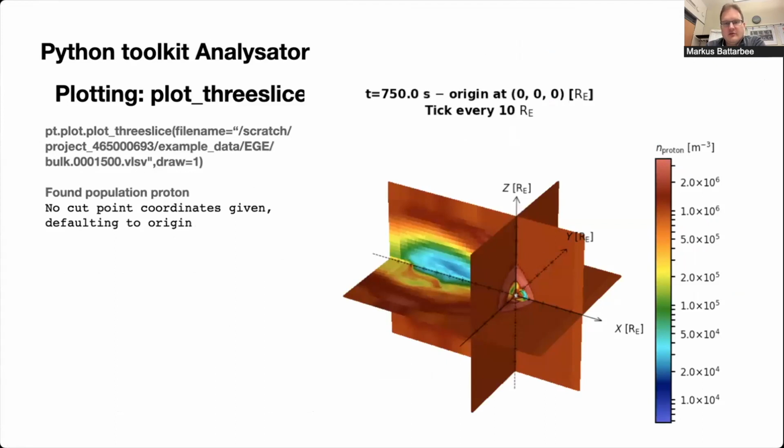Then, plotting 3D simulations, it is also possible to do these 3-slice plots with Analysator. So here what we've done is, again, plot 3 slices, the function name, you give it the VLSV file, and then we've given draw1 so that it doesn't try to save it to disk. If you don't give it a cut point, it will default to the origin, which makes sense for magnetospheric simulations. And once again, we have defaults of proton number density, logarithmic scale, hot desaturated color map, time, origin, and because now we don't have regular axes, we have ticks every 10 Earth radii.